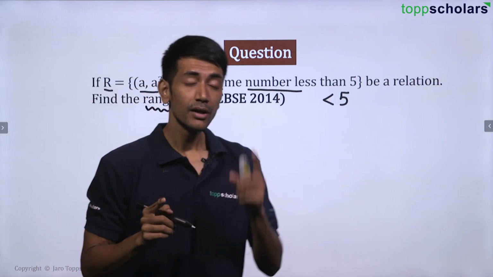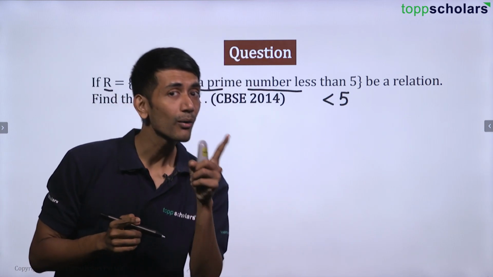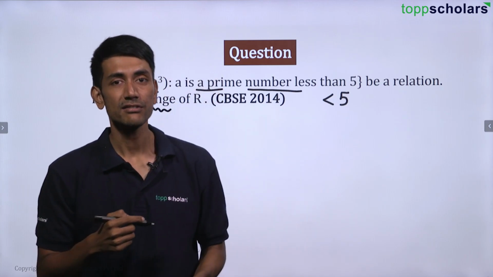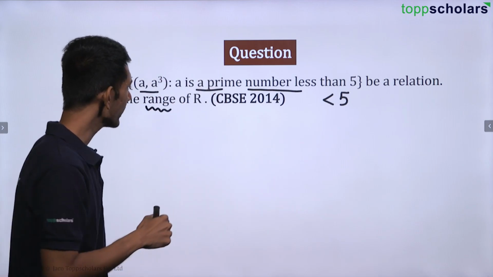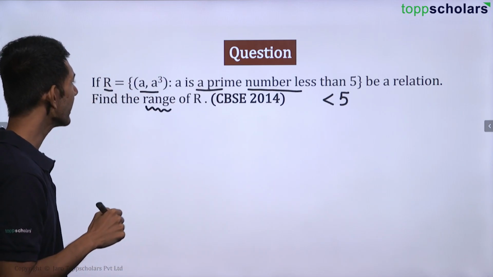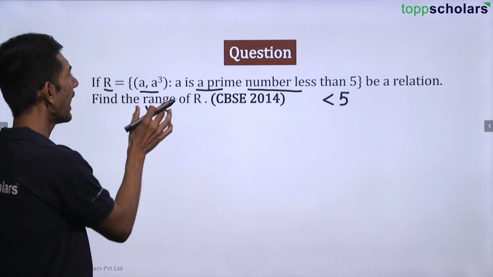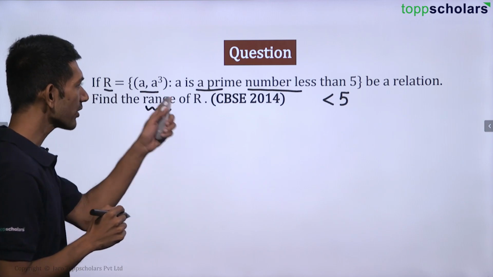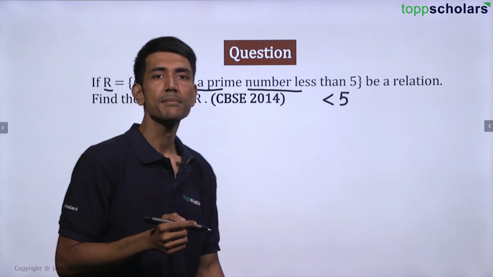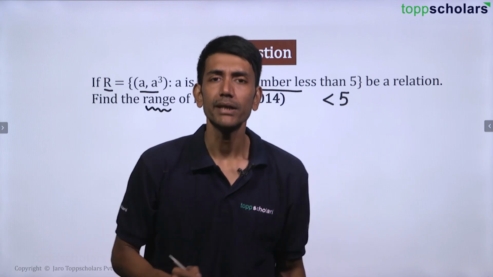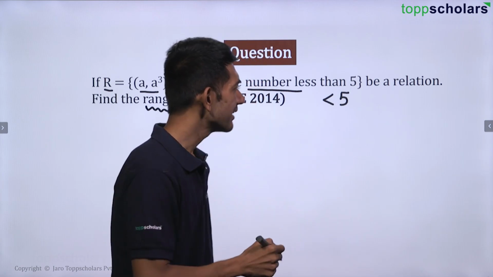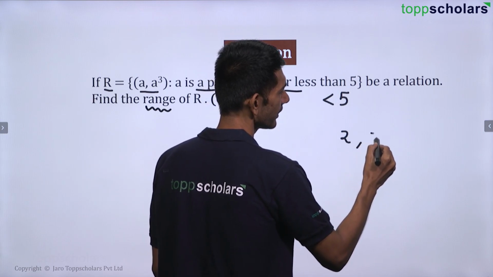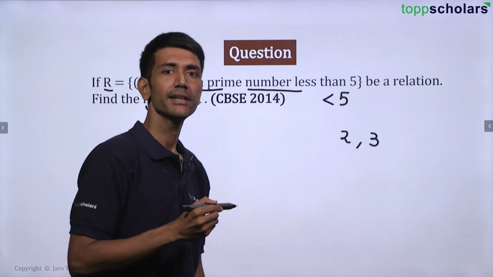I hope you remember one example where we talked about the domain and the range, the second element. So exactly that is what is asked in this question. So here, if you notice very carefully, R is a relation and the ordered pairs are A comma A cube, but there is a condition for A. The condition is that A is a prime number less than 5. Now tell me, what all are the prime numbers less than 5? Can I say 2 is a prime number less than 5? Can I say 3 is a prime number less than 5? Isn't it? 2 and 3.